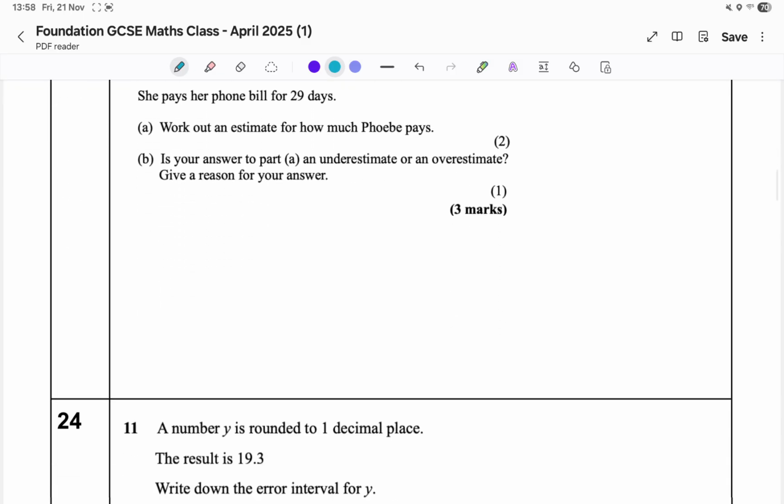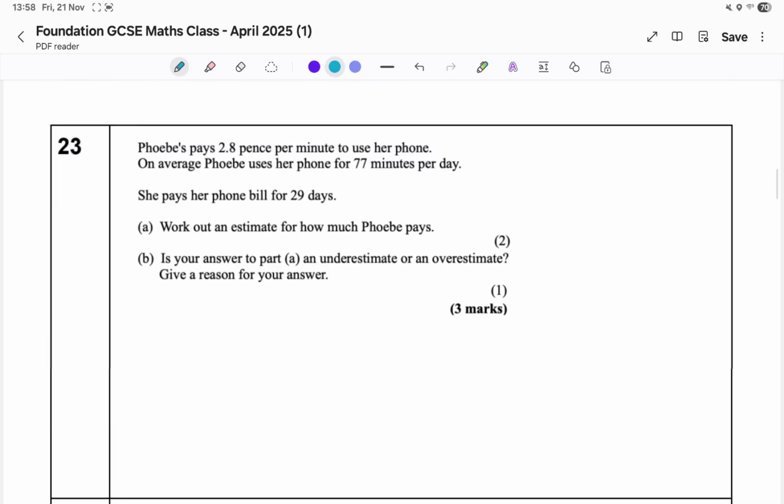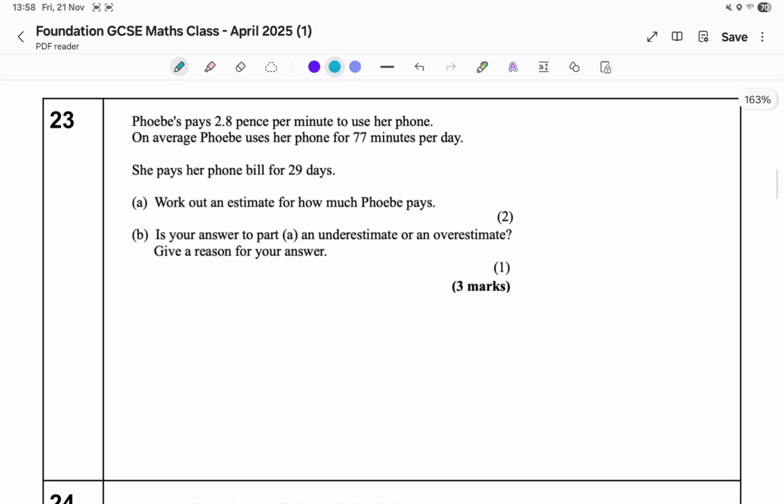Next question. Phoebe pays 2.8 pence per minute to use her phone. On average, Phoebe uses her phone for 77 minutes per day. She pays her phone bill for 29 days. Work out an estimate for how much Phoebe pays. This is to do with estimations, so you don't need to give whole numbers. You need to use rounded numbers, more manageable numbers that you can use without a calculator, because this question will definitely be on a non-calculator paper.